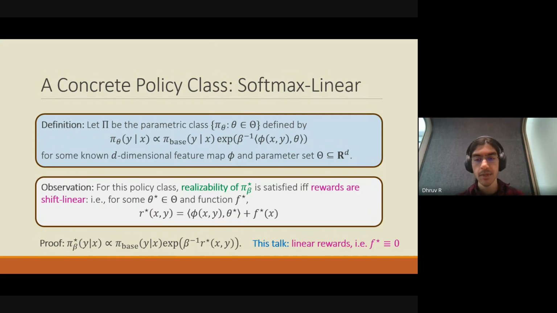And in this talk, for simplicity, I'll focus on the special case where the rewards are actually linear, so there's no shift of any kind. And this makes things a little simpler.